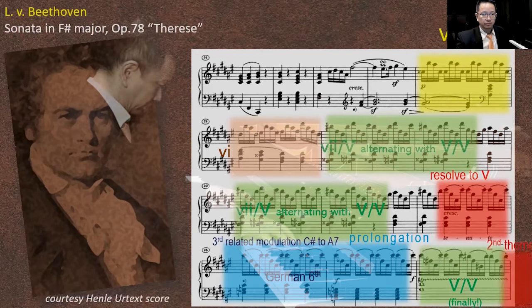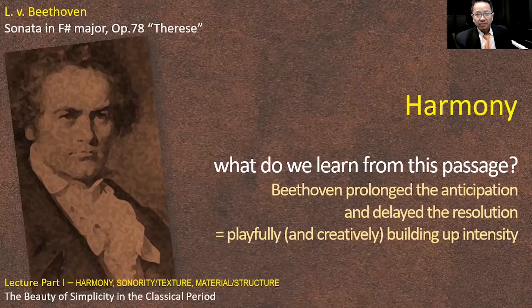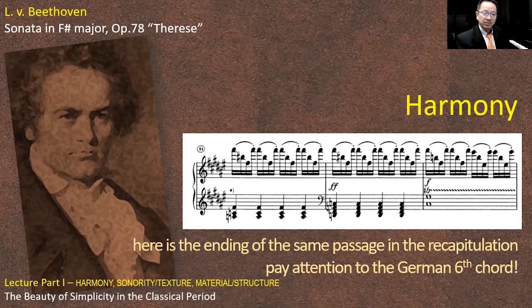So what do we learn from this passage? Beethoven prolonged the anticipations and delayed the resolutions, and that is playfully and creatively building up intensity so that the arrival of the second theme becomes greatly anticipated. Here is the ending of the same passage in the recapitulation. Pay attention to the German 6 chord.